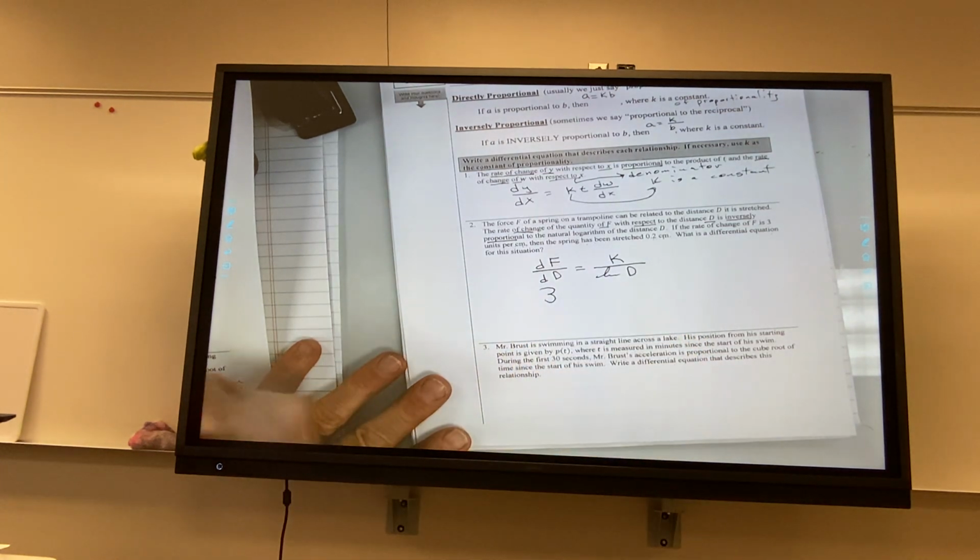Isn't that amazing that almost every single problem I've ever given in the last 2 years, there's always a number 3 in that.